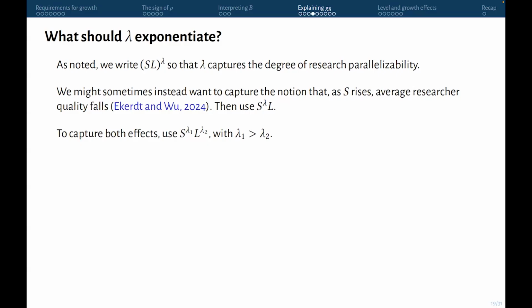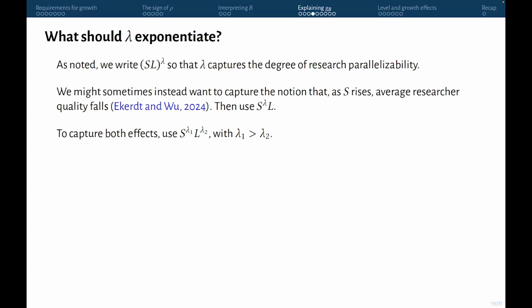Another reason why you might want a lambda less than 1 is that if you imagine shifting people over from production to research, the people with the highest comparative advantage in research will probably be selected first. At least that would be the efficient thing. And so you're going to be getting ever less research done per unit of production that you forgo as you raise that research share, as you raise S.